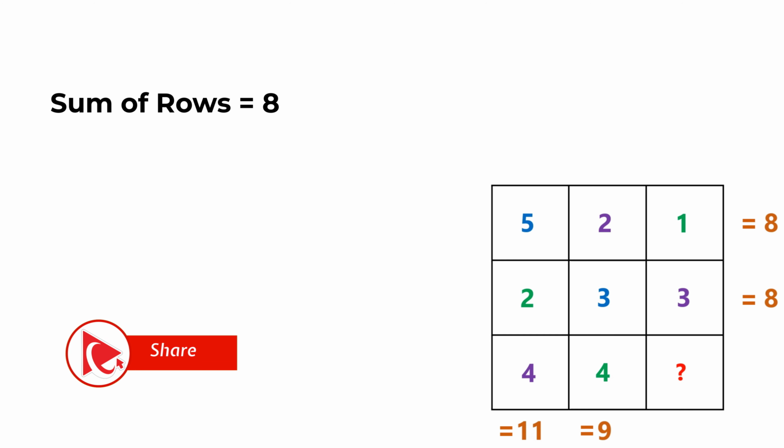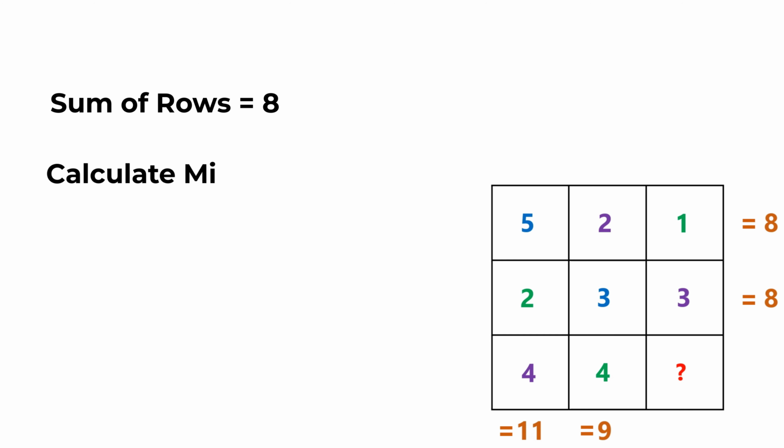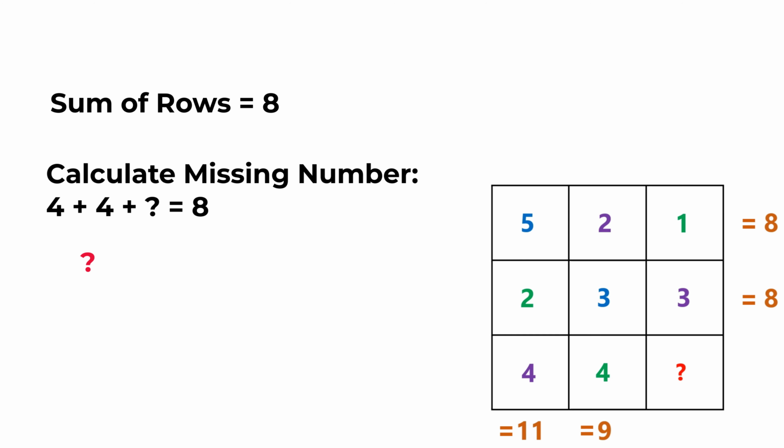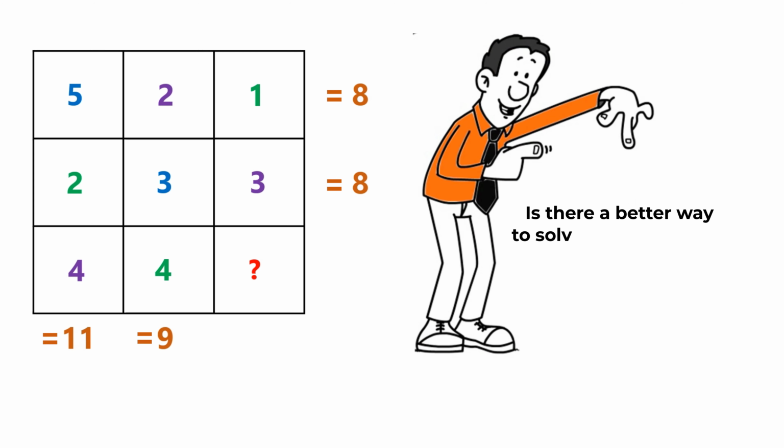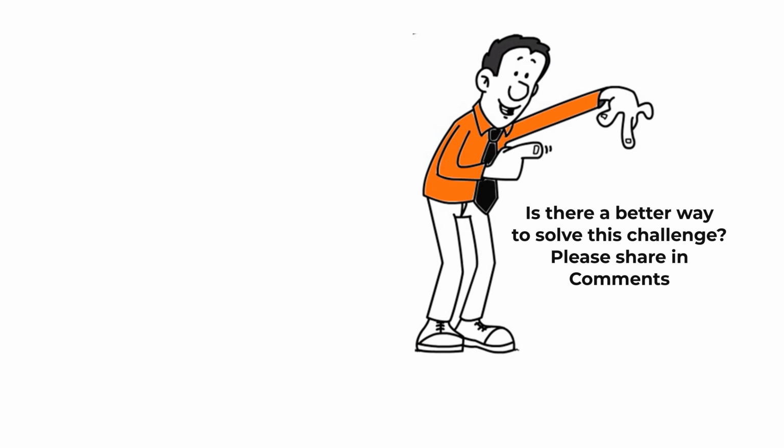If we know that the sum should be 8, we can assume that 4 plus 4 plus question mark, which would be representing the missing number, would be equal to 8. So the missing number would be equal to 0. The correct choice here is choice A, 0. Hopefully you've nailed this question on your own and now know how to answer similar problems on the test.